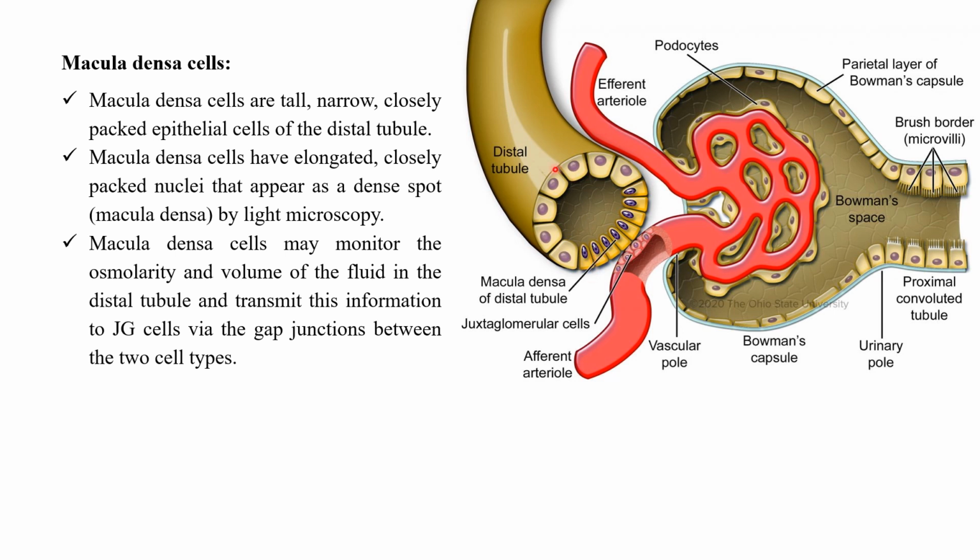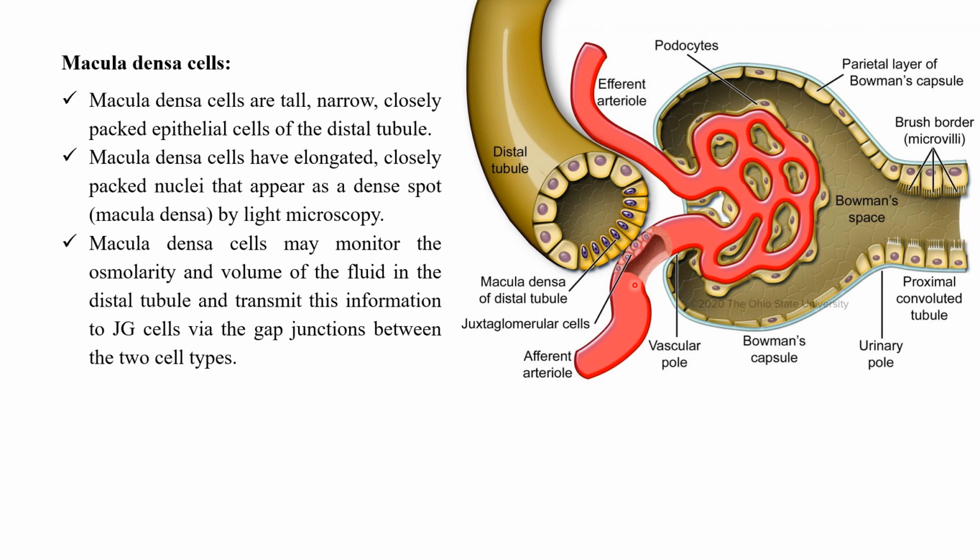See, this is the distal tubule and this is the afferent arteriole. They are very close together, and hence the cells with specialized functions present at these positions are called juxtaglomerular cells, or the entire structure is called the juxtaglomerular apparatus. These macula densa cells have elongated, closely packed nuclei that appear as dense spots, the macula densa, by light microscopy.